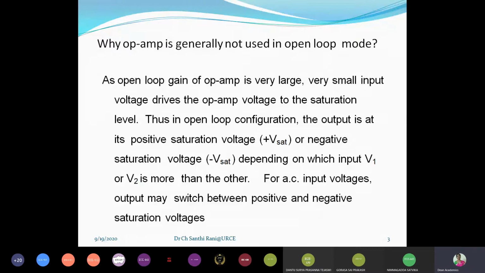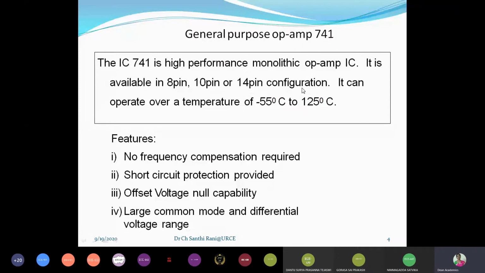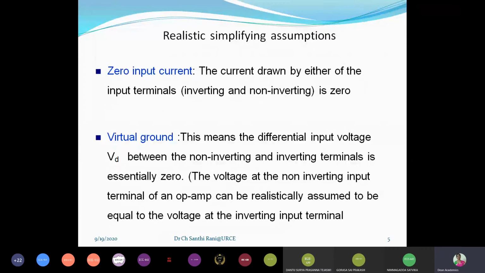Now coming to op-amp, why op-amp is not used in open loop mode I have mentioned, right? Because of its large gain. And in closed loop mode only it has many applications, I have mentioned in previous classes. Then general purpose op-amp 741C and its range, all that we have seen. And here I have mentioned these two realistic, simplifying assumptions that we use in op-amps.